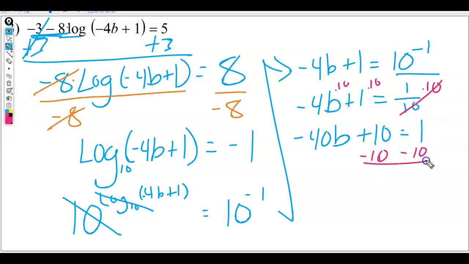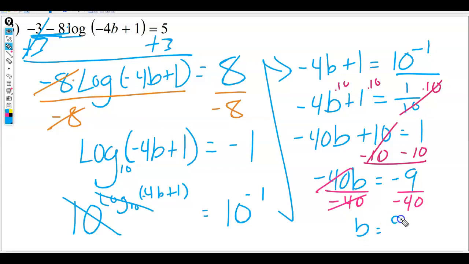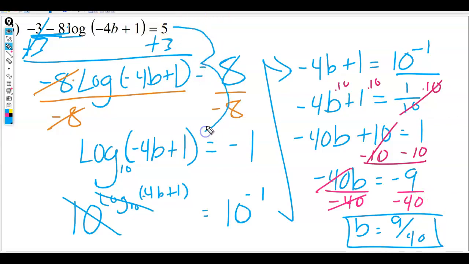Next step would be to minus the 10. Next step would be to divide by -40. Final answer is 9/40. Okay, so once again, we're going to get rid of the outside numbers first, which took 2 steps actually. And then we exponentiate, and then we cancel, and then we solve.